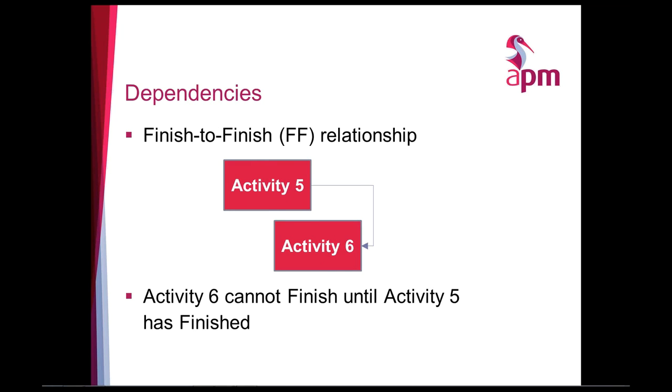The next one is a finish-to-finish, which is kind of the opposite of start-to-start. What this is saying is activity 6 cannot finish until activity 5 has finished first. An example of this would be if activity 6 was completing a planning application and activity 5 was the site surveys. Then what we're saying is we can't finish the planning application until we've got all the information from the site surveys. So you can actually start the site surveys and you can actually start the planning application, but you can't complete them. So they are dependent on each other.